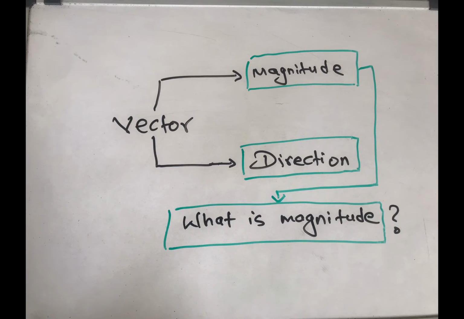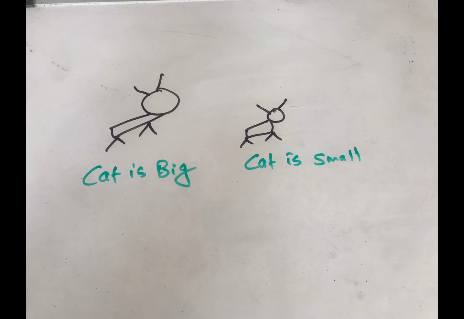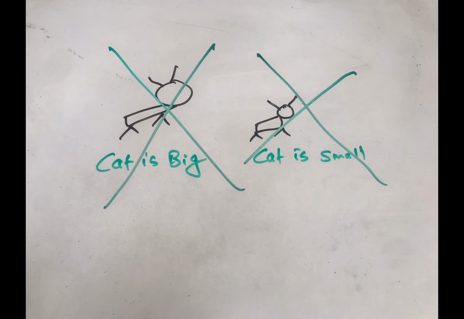Again, someone may ask, what is magnitude? Magnitude can be anything that defines an object. Let's take a cat. I ask you, tell me something about the cat in mathematics. Someone might say, the cat is big, the cat is small. But it leads to nothing.